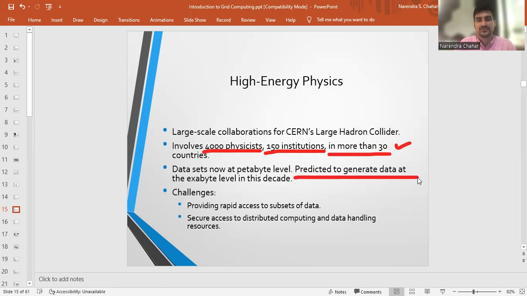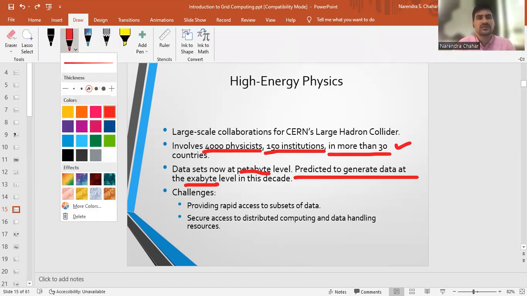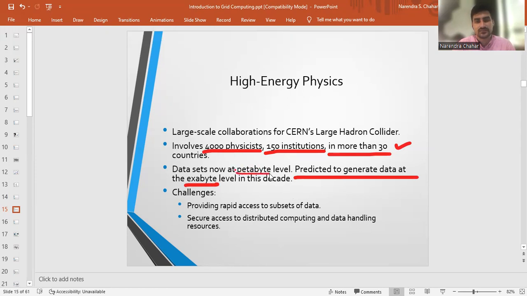The prediction is to generate data at the exabyte level in the decade. That means this unit is way more than a petabyte, so there will be very large data sets at the end of the decade. There are some challenges also: providing rapid access to subsets of data, and secure access to distributed computing and data handling resources.